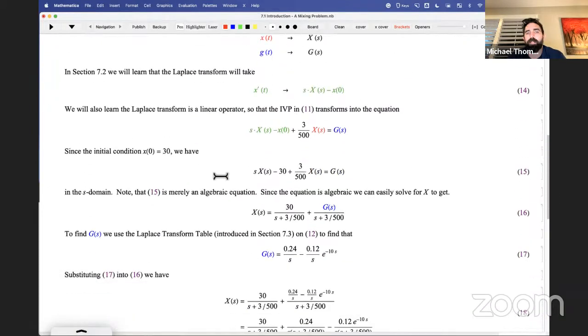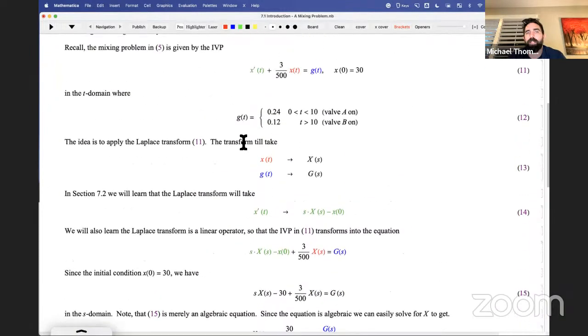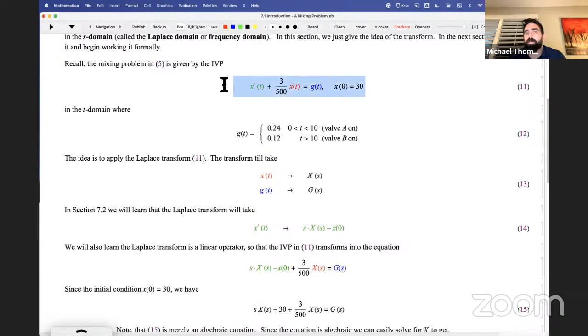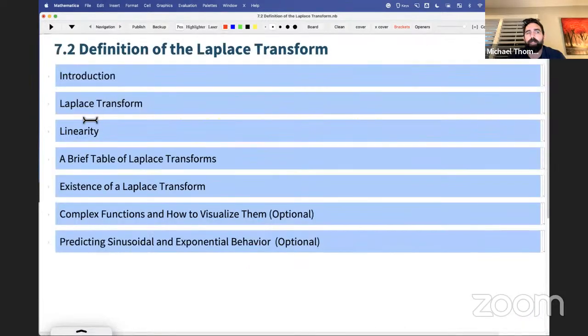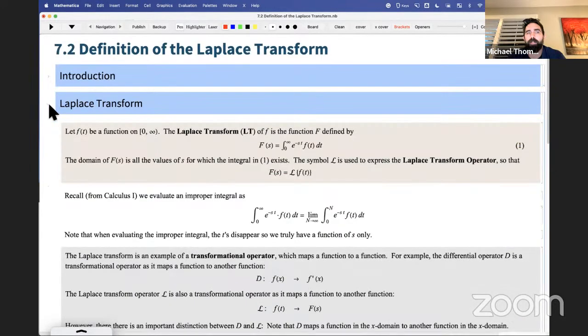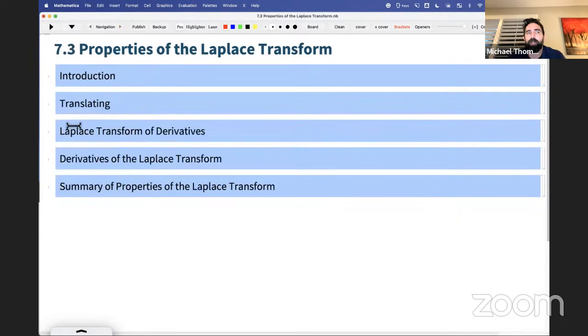When we translate, where is it? This IVP, one of the things that we want to transform is that function right there. And it would be nice if we didn't have to go through the definition to do it. So I'm going to show you why x prime of t gets transformed into that guy. It's going to require an integration by parts. All right.